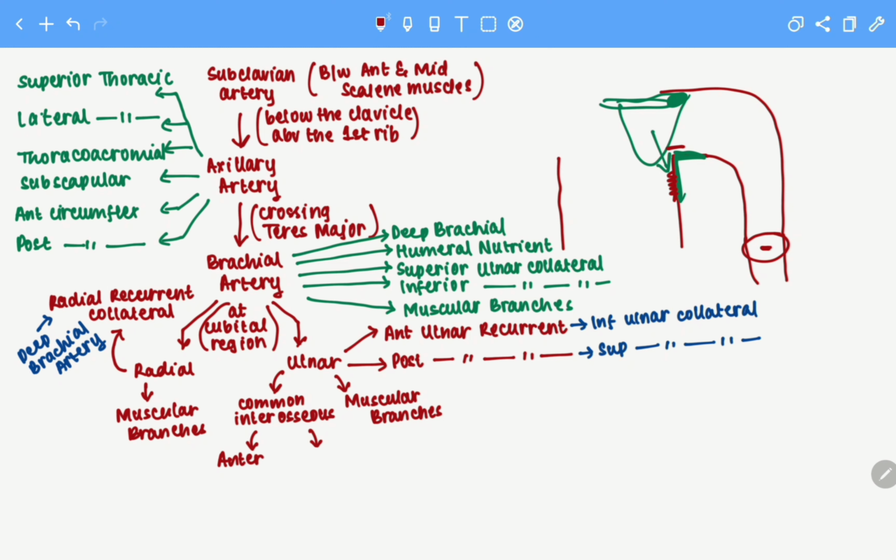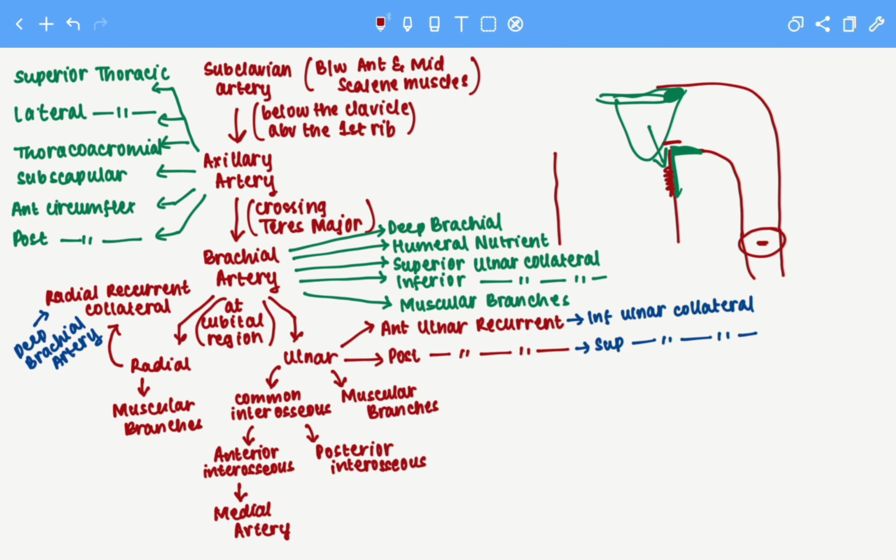anterior interosseous and posterior interosseous. Interosseous means between two bones. So the anterior interosseous will move on the anterior aspect between the radius and the ulna, which are the two bones of the forearm. And the posterior interosseous artery will run on the posterior aspect between the radius and the ulna. The anterior interosseous will then give a branch called the median artery.